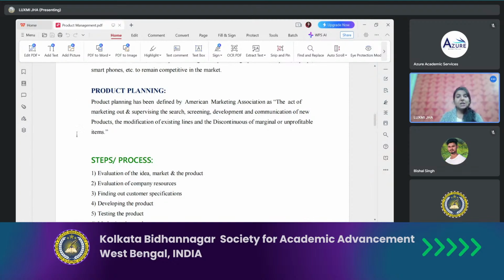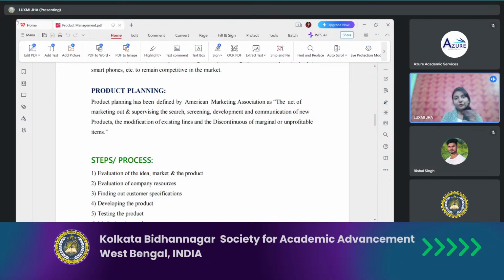We need to plan the product so that we can have proper marketing, supervise the search, screening, developing, communicating of the new product, modify the existing lines, and discontinue the marginal or unprofitable items. It is very, very important to understand which particular product needs to be in the market, first of all. Second, certain products need to be modified, because, as I said, sometimes the product has good potential. It has the capability to grab the market if something is added to it. So when you add certain flavors, different colors, or whatever the case may be, quality changes, packaging changes, then it is able to grab more market. So this modification is required.